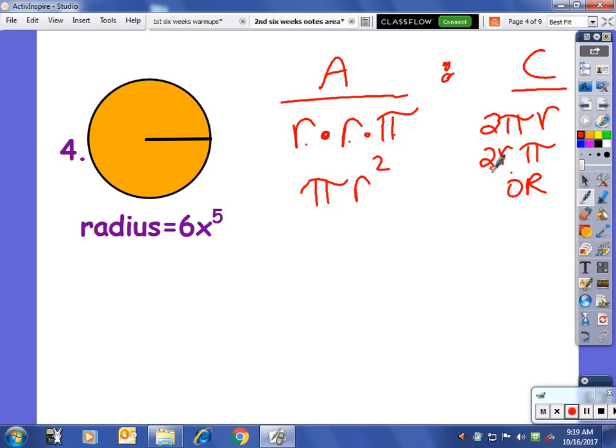Or, what is the radius doubled? What is that called? Diameter. You could do pi times diameter. So circumference is really easy when you know the diameter. You just stick a pi on the end of it, and you're done.